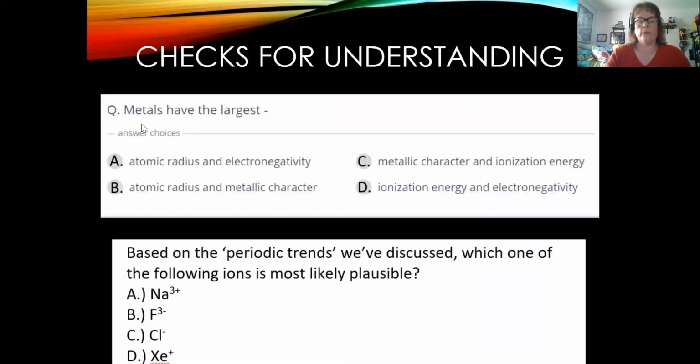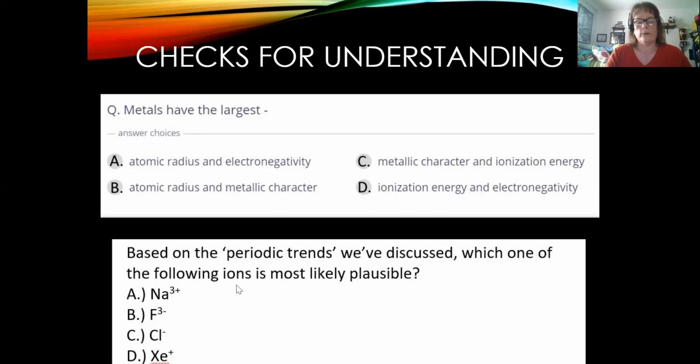All right, what do metals have the largest of? Take a look at the different things we just went over. If you need to go back up and take a look, please do so. See if you can figure out the answer. Pause it here if you need to. But the correct answer for this would be letter B. The metals have the largest atomic radius, and they have the largest, of course, metallic character.